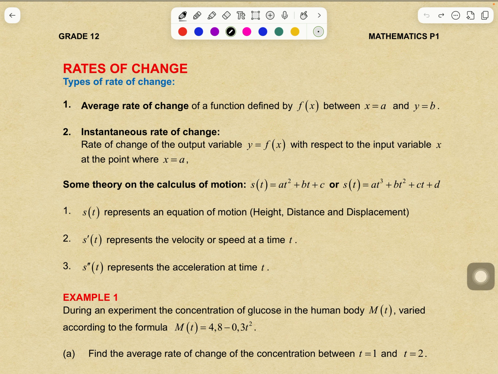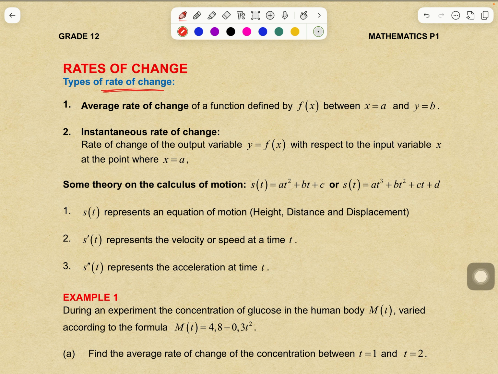Today, I want us to look at this topic in considerable detail, as well as in certain defined circumstances. This is where students sometimes, and more often than not, fail. It's called optimization, rates of change, and I want us to look at it together in the easiest way. So, we do have types of rate of change.